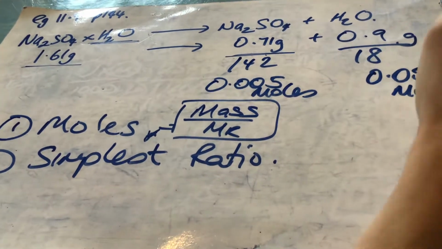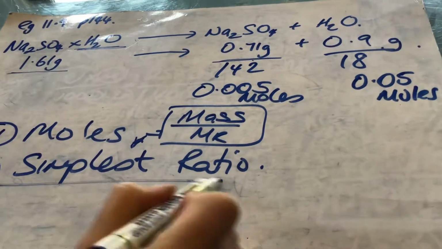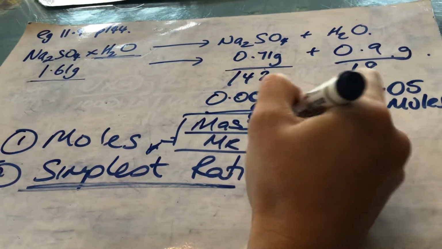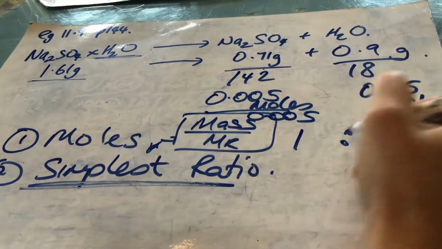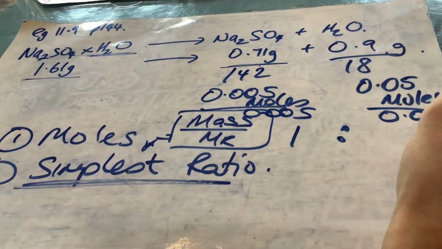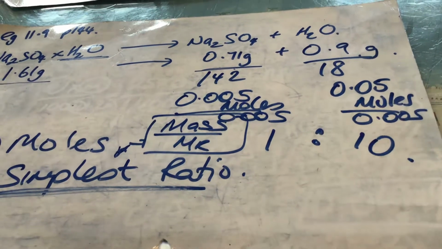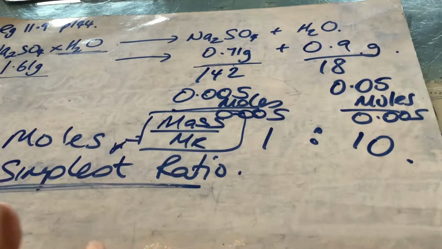Now, which is the smaller number? Because you need to get the simplest whole number ratio next. So the smallest number there is 0.005, so that's 1. And when you divide that by 0.05, then you're going to get 10. So your ratio is 1:10, all right, because you're going to need to do that in the second part of the calculation for the titration.